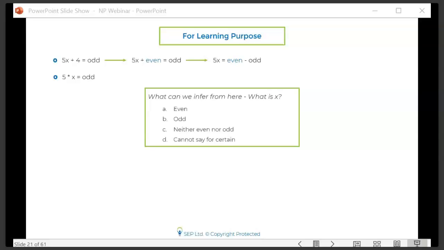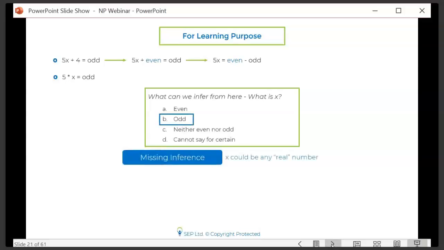Okay. So let me end the poll here and show you the result. All of you said that in this case, if 5x is odd, then x will be odd. You all marked B in this case. And believe me, you all fell for the trap. You failed to infer that x could be any real number.